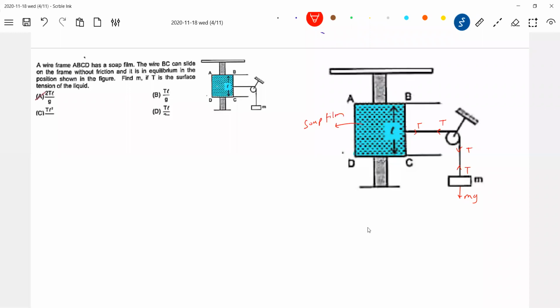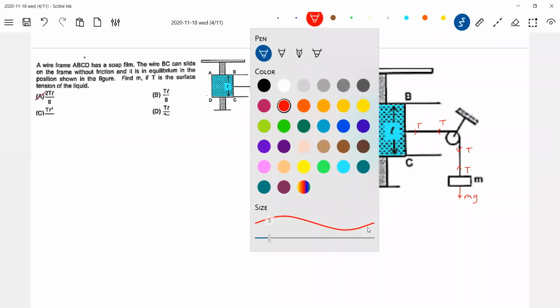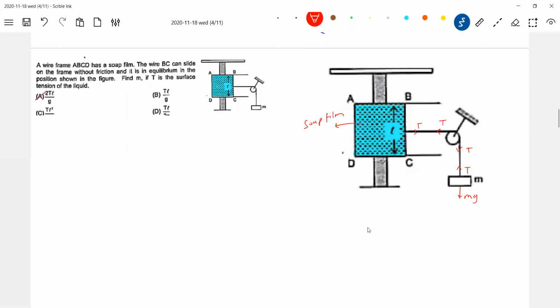And what will that soap film do? It will exert a force. In what manner will it exert the force? Will it act at one point? No. Wherever the soap film molecules come in contact with the rod, they will exert a force like this. And that is the force due to surface tension. How many surfaces? Two surfaces.